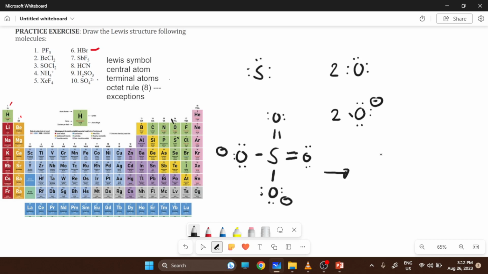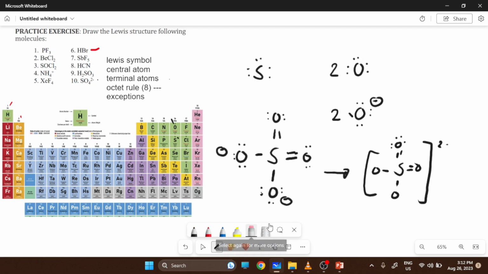Ayan. For another representation of the sulfate, ayan. So, sulfate pala, I mean. Ayan, ganito ang itsura niya. And then, ayan. 2 negative. 1, 2, 3, 4. Oops, sorry for that. Ayan, that is the Lewis structure.